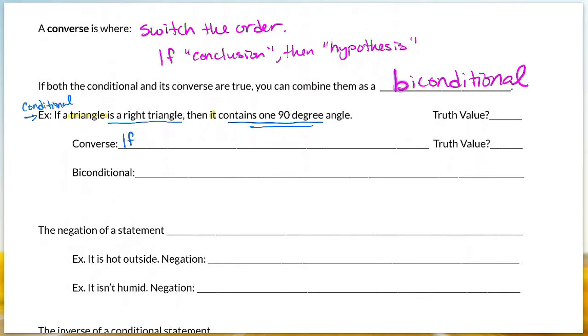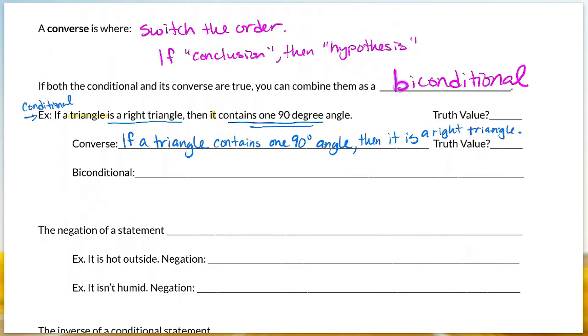So we're going to say, if a triangle contains one 90-degree angle (I use the degree symbol instead of the word), then it is a right triangle. So I wrote the converse. I didn't decide if this was true or not, so let me go back to the conditional.